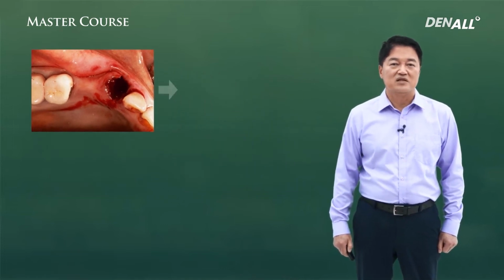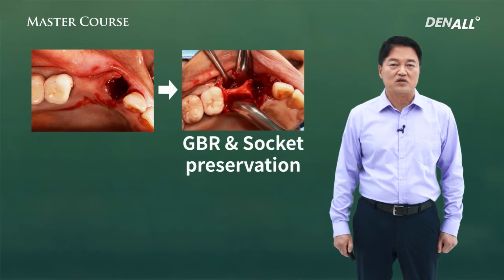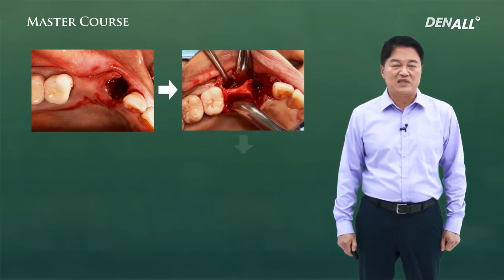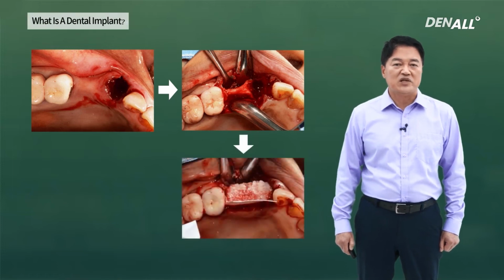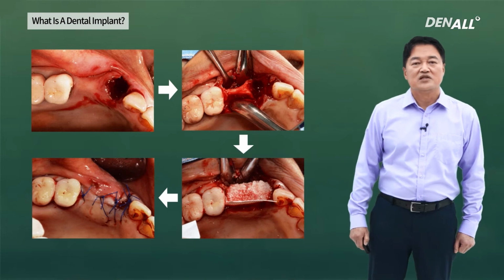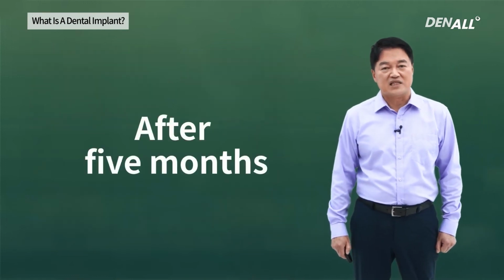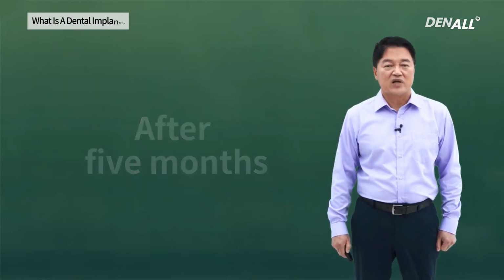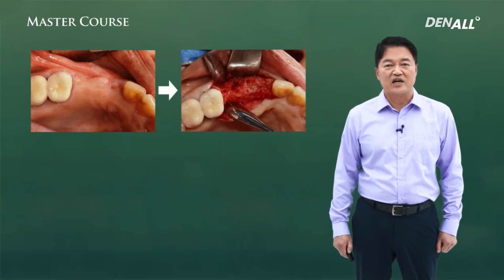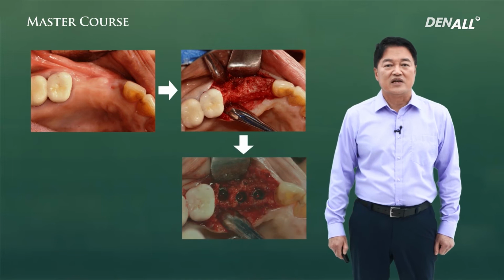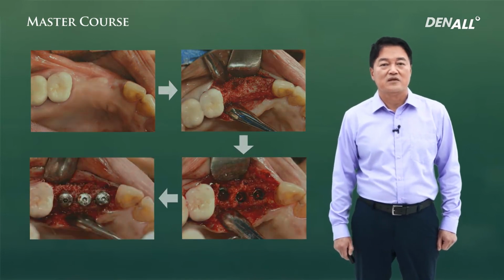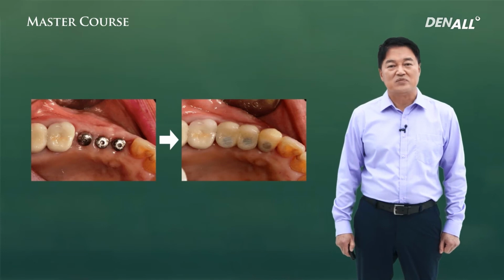And in that area, effort was made to place the implant immediately. However, the ridge was very narrow, so socket preservation and GBR were done. Five months later, when we revisited the site, primary closure occurred nicely, and now we can place the implant. The implant was placed, and the prosthesis was delivered.